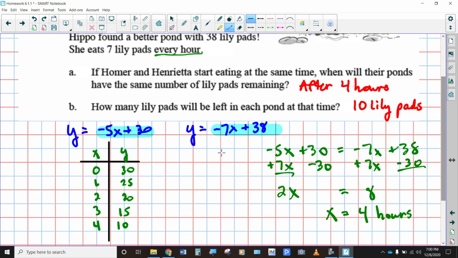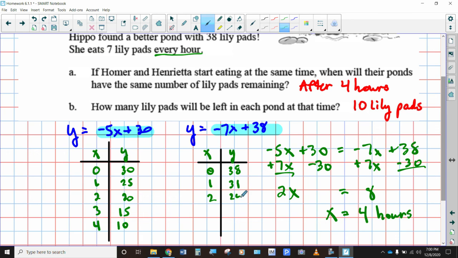Now let's look and see how Henrietta does. For her, she starts off with 38. In 1 hour, she's eaten 7. In 2 hours, she's eaten 14. In 3 hours, she's eaten 21, which means she's at 17. And in 4 hours, she has eaten 28, which means she's at 10. So there you are. We just proved after 4 hours, we solved it algebraically, and then we used a table.